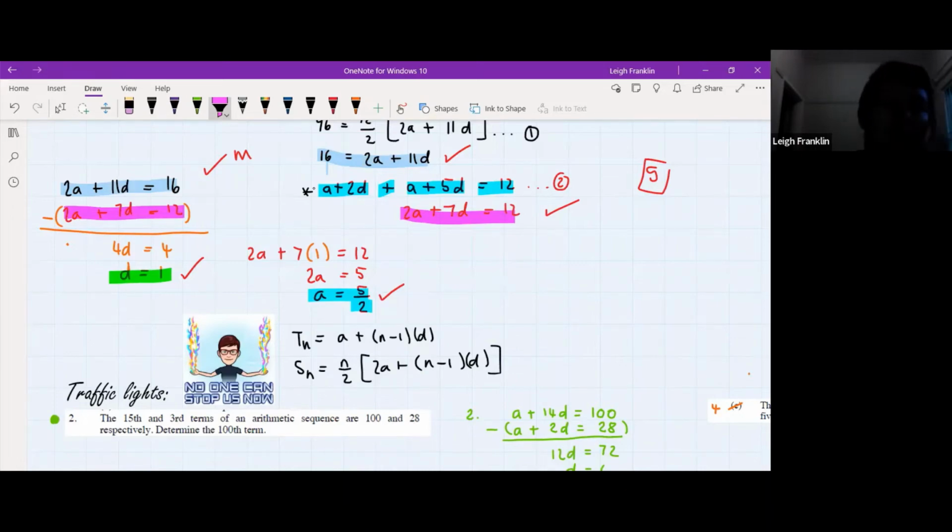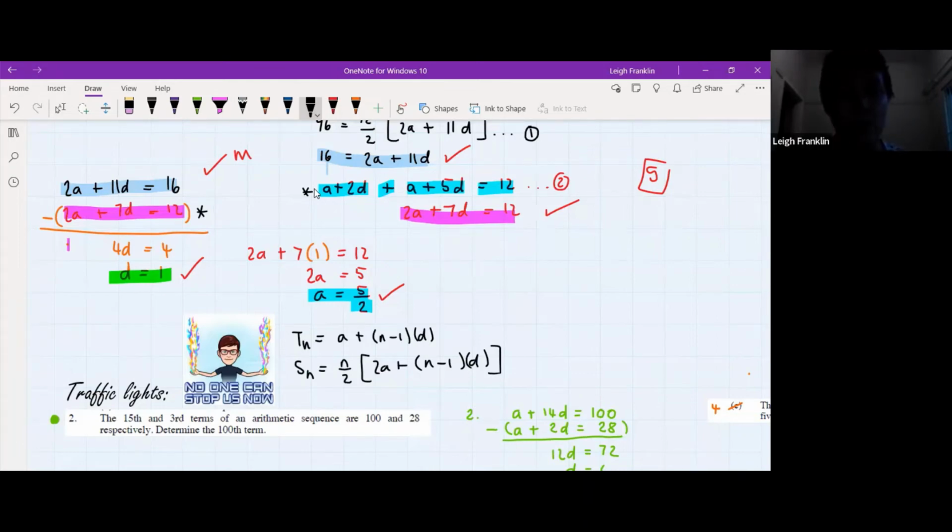And then I solved simultaneously by elimination. Because I've got 2a here and I've got 2a here, it makes it easy for me to eliminate by subtracting the one equation from the other. So 2a minus 2a means my a term is gone. 11d minus 7d leaves me with 4d, and 16 minus 12 leaves me with 4. Dividing both sides by 4, I get d is equal to 1. And now what I did, Onkarabile, is I had to sub back into one of these equations. So I picked the one with the smaller numbers. Because 2a plus 7d is 12 is just smaller, that's the one I used. You could sub back into 2a plus 11d is 16 if you wanted to.